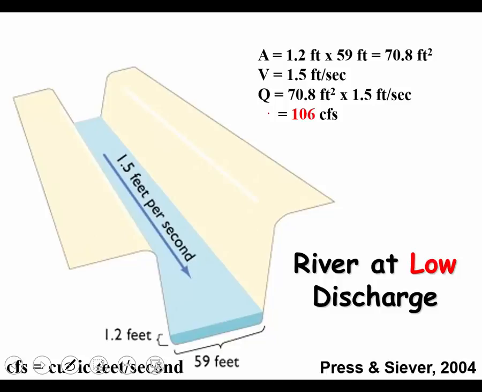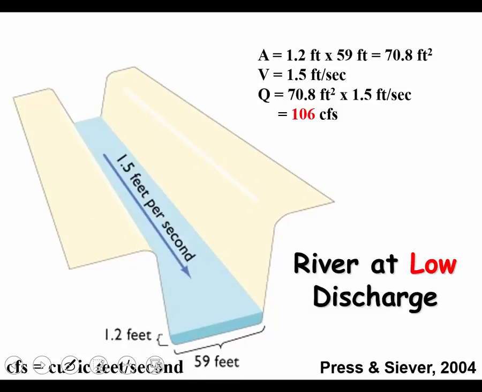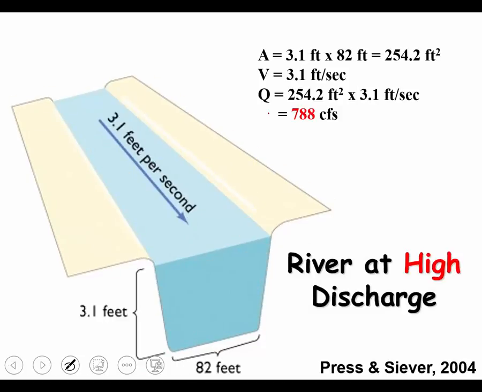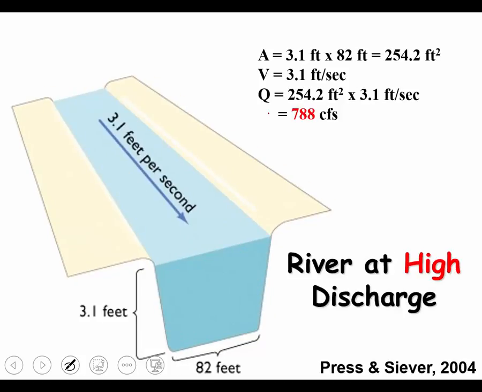Here, the stage is 1.2 feet. The velocity is 1.5 feet per second. Cross-sectional area is 70.8 square feet. Discharge is 100 cubic feet per second. That rises to 3 feet per second. It goes to 3 feet elevation. We went from 1.2 stage to 3.1 stage. We increased stage by about 2.5 times, but we went from 100 CFS to almost 800 CFS.